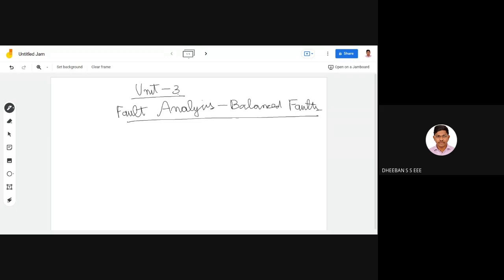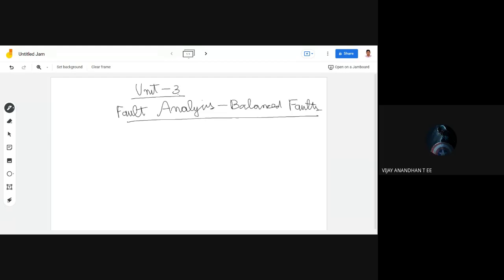So we have seen nearly three methods: Gauss-Seidel, Newton-Raphson, and then the fast decoupled methodology also you have seen. So can anybody say what was the necessity of learning load flow study? Can anybody tell me?